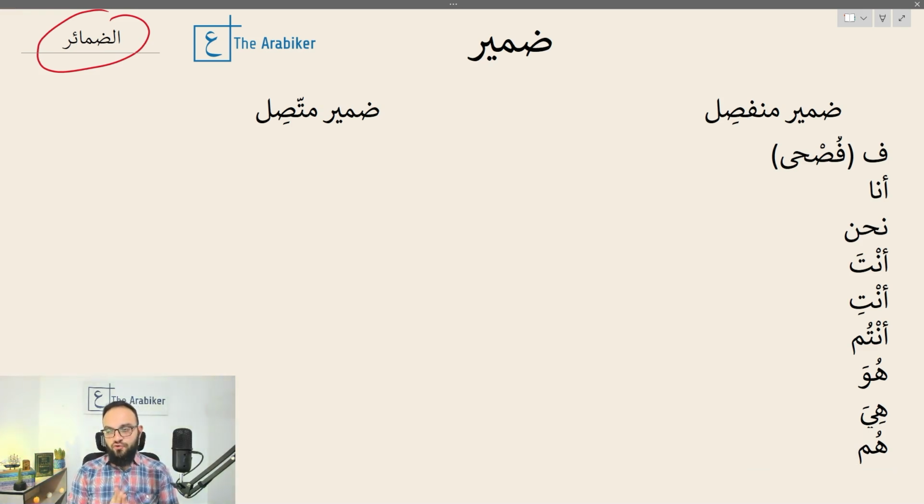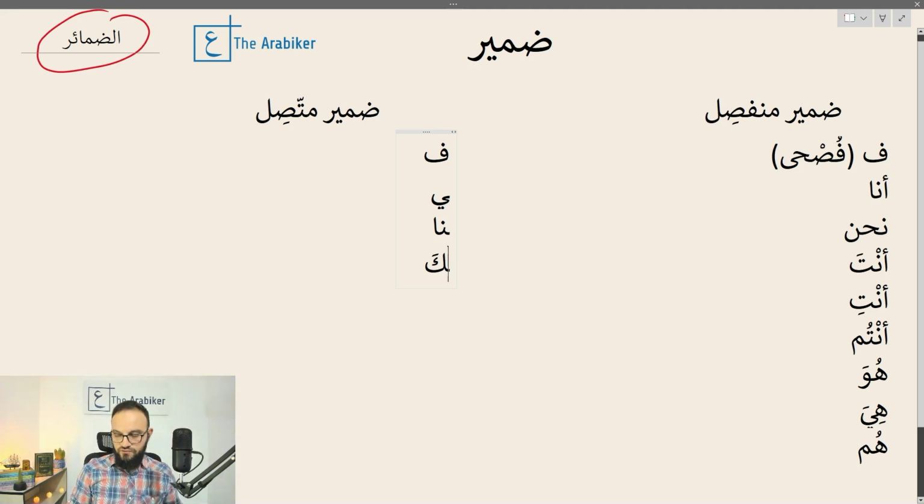Now for the attached pronoun, damir muttasil, the Fusha versions: you have the noun and you need to attach to the end of it, as a suffix, not as a prefix, the pronoun. You add i. For example, ismi, ism is a name, so ismi is my name. We will talk about this in a bit, inshallah. Then you have na, you attach the suffix na to the word. Then we have ka, you attach the suffix ka to the word.